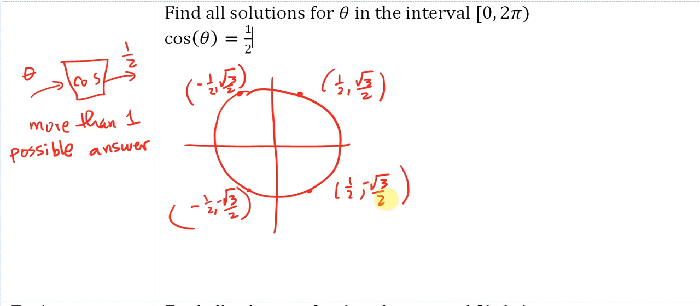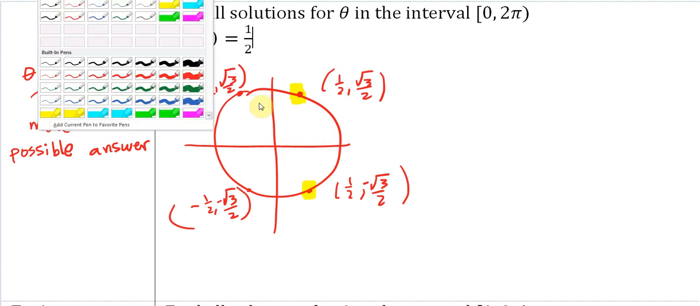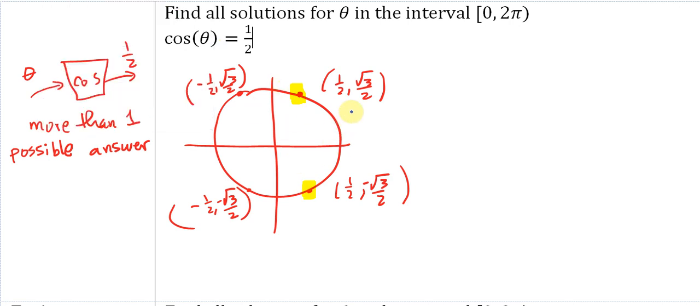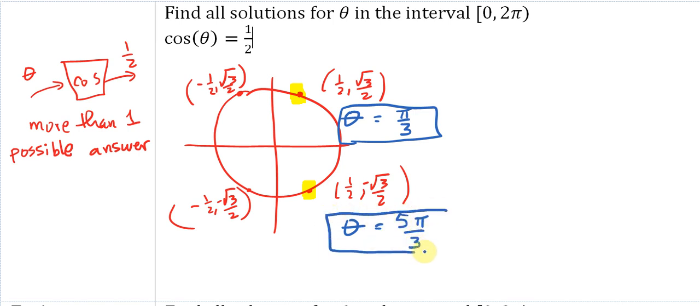Remember that on the unit circle, cosine is the x values. So that means our solution is here and here. We just need to figure out what angle we're rotating by. Again, this comes down to the unit circle. Theta is equal to pi over 3, and that's one of our solutions. And then theta down here is equal to 5 pi over 3. So this is our other solution.